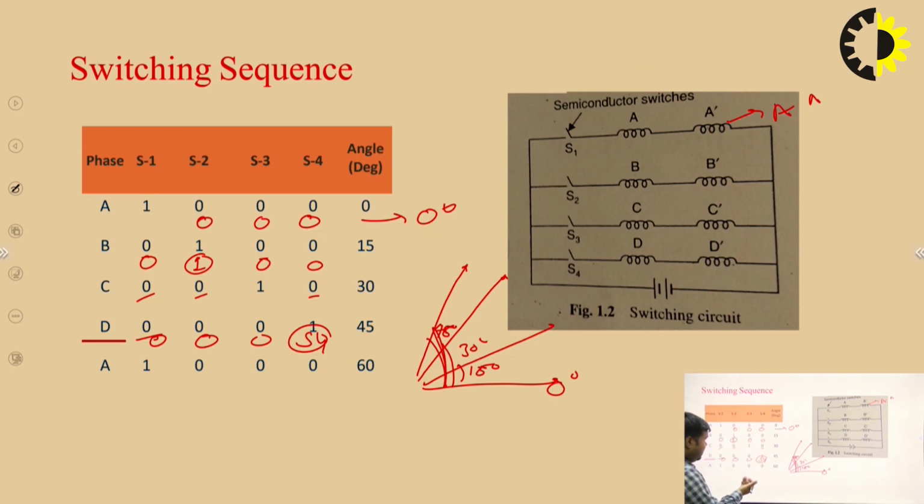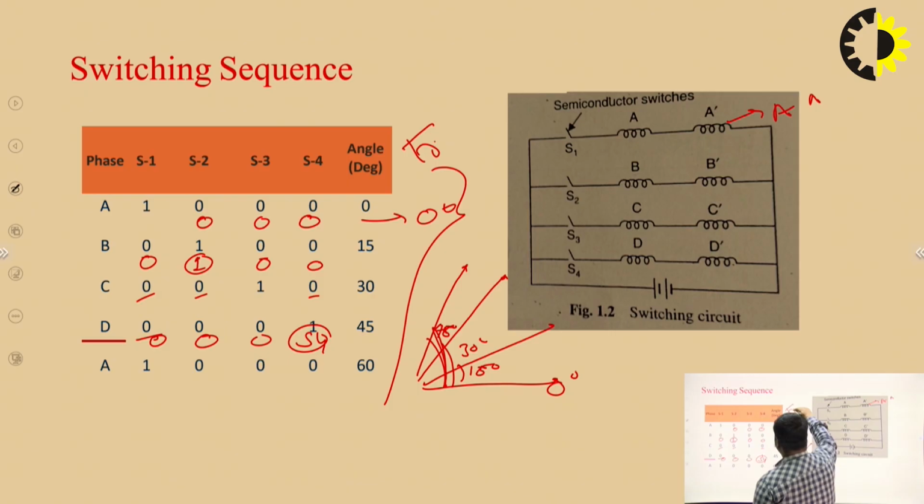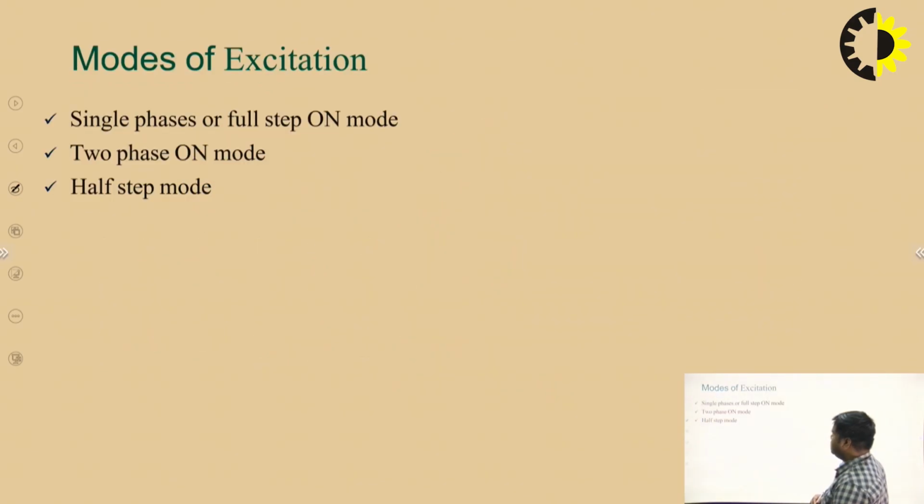We move in an increasing manner, at a particular step of 15 degrees. So this is the switching pattern of the single stack variable reluctance stepper motor. This is the truth table or switching sequence for the variable reluctance stepper motor.